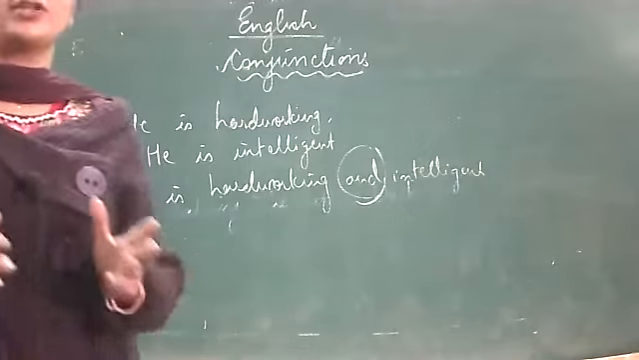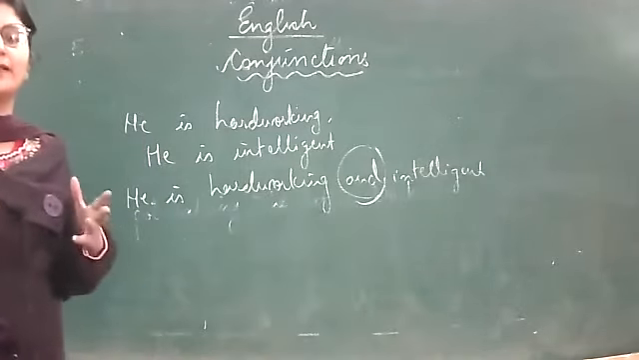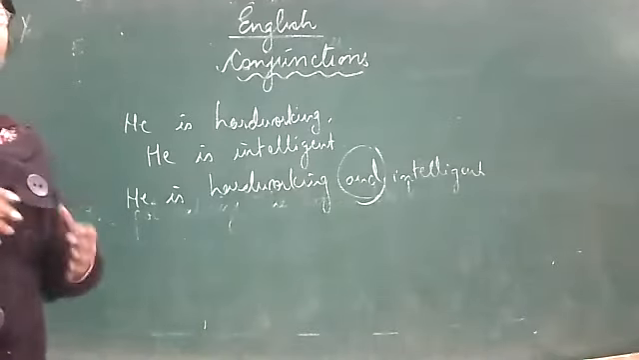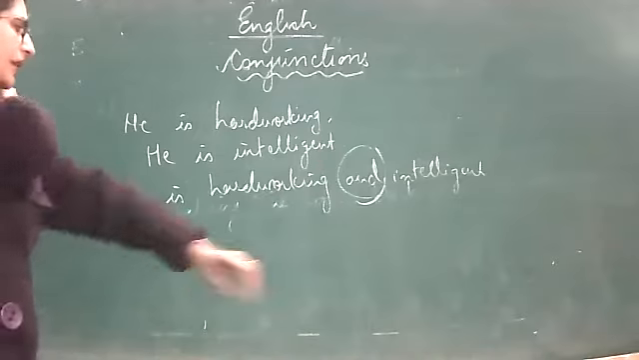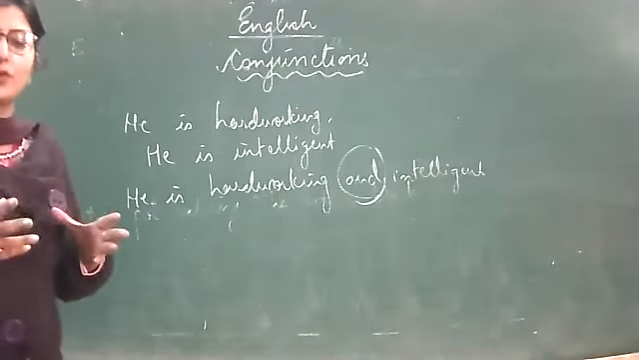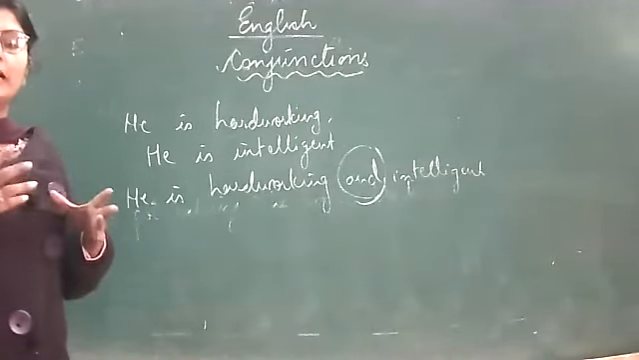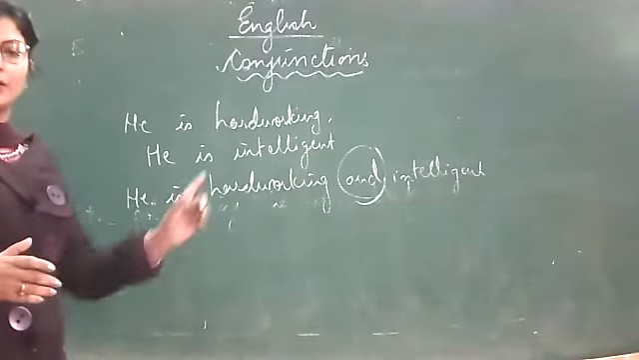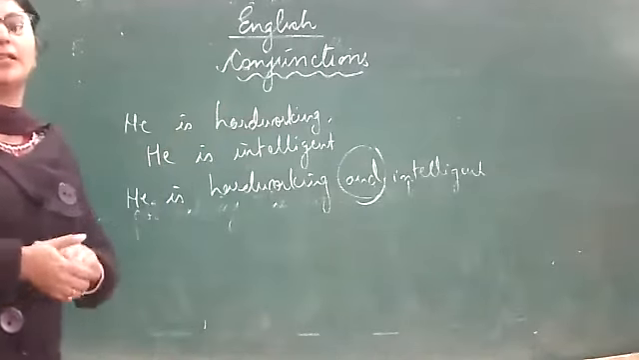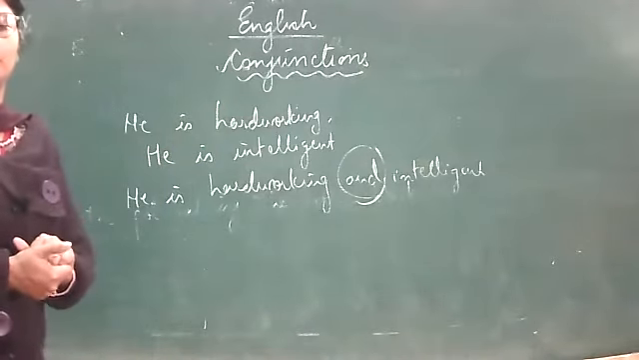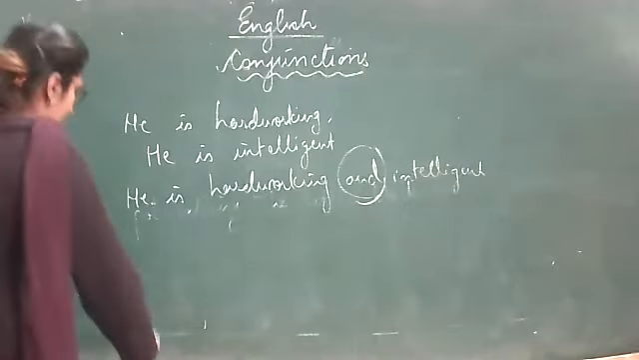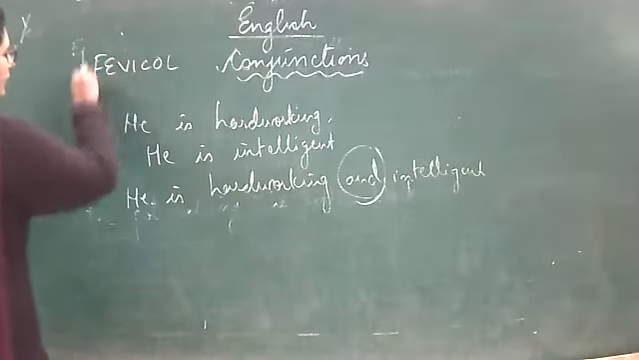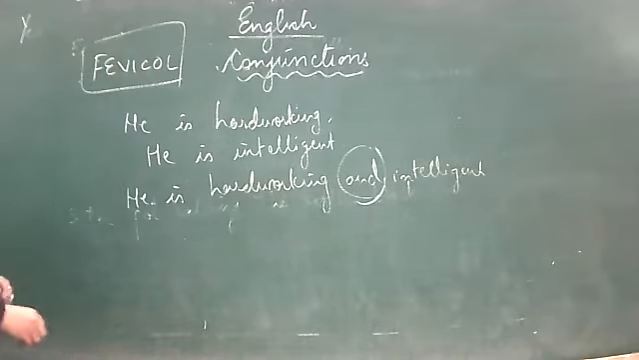Conjunction means that. What is conjunction? It does the work of a binder. Like we join pages with glue, we join wood with the help of Fevicol, it is this conjunction. It helps to join words. With the help of conjunction, you can join words, you can join sentences. So this is another type of Fevicol in English grammar. Can you remember this? Conjunction is another type of Fevicol, which joins words, phrases.